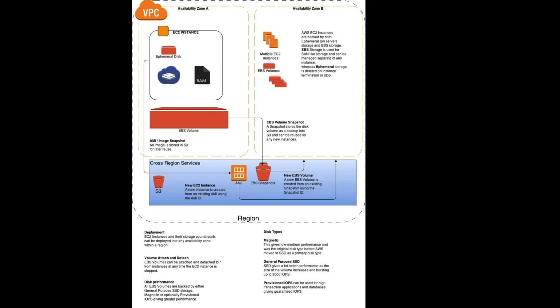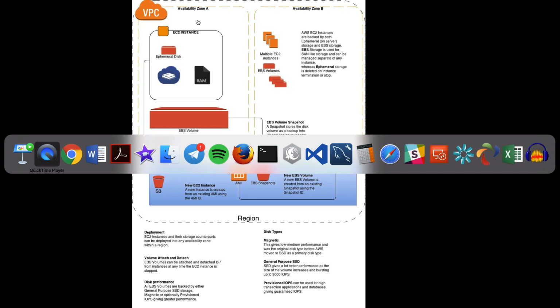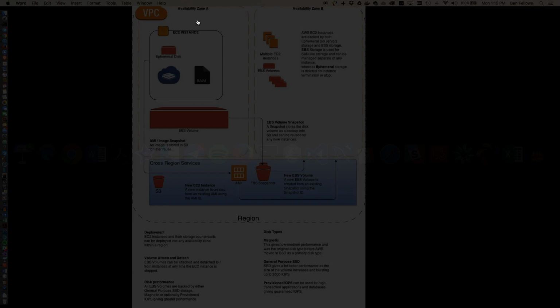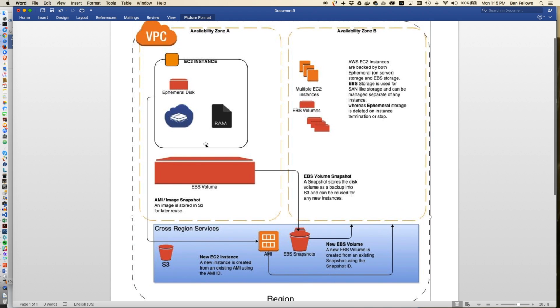EBS volume snapshots. In a previous video, I talked about AMIs, so I'm just going to briefly touch on EBS volume snapshots. EBS is represented by this big red box here, which is attached to an EC2 instance. EBS volumes run inside a single availability zone, AZ A for example. However, you can take a snapshot of an EBS volume and it'll be stored in S3 backed storage, through your Amazon account, and you can then use that snapshot to create more EBS volumes at that point in time. So you can then bring that EBS volume into another availability zone.